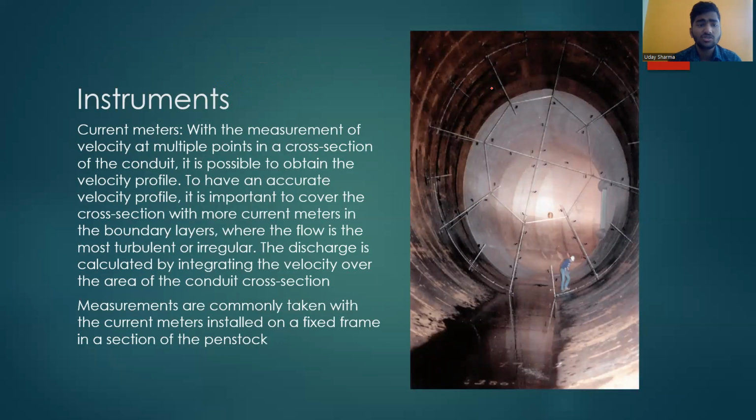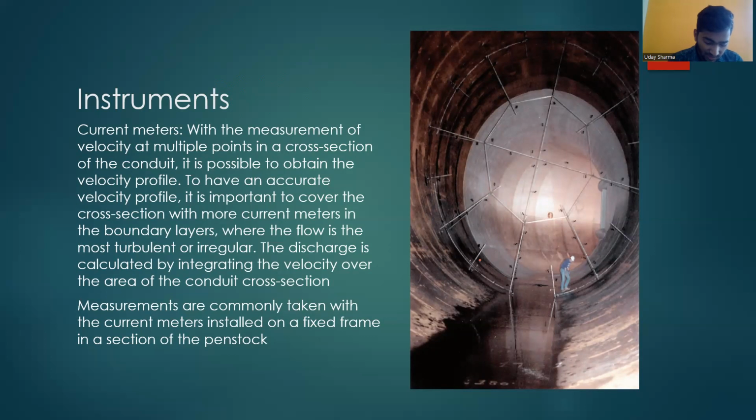With the measurements of velocity at multiple points in a cross section of the conduit, it is possible to obtain a velocity profile. To have an accurate profile, it is important to cover the cross section with more current meters in the boundary layers where the flow is most turbulent or irregular. The discharge is calculated by integrating the velocity over the area of the conduit cross section. Measurements are commonly taken with the current meters installed on a fixed frame in a section of the penstock.